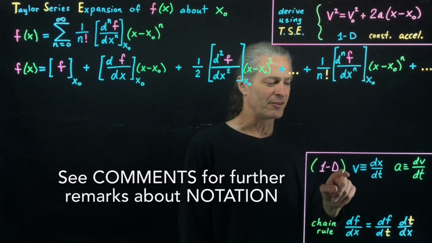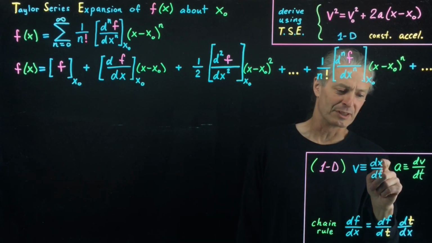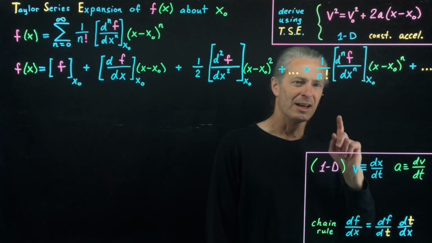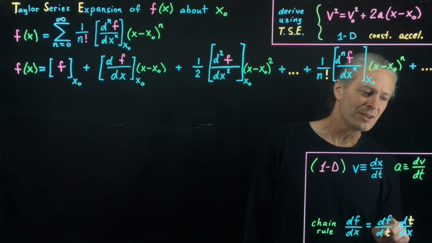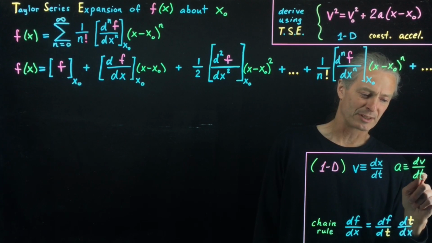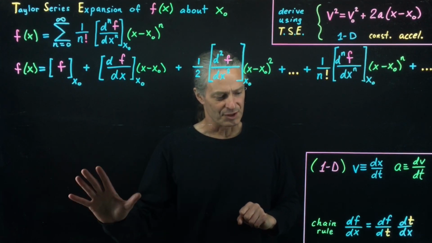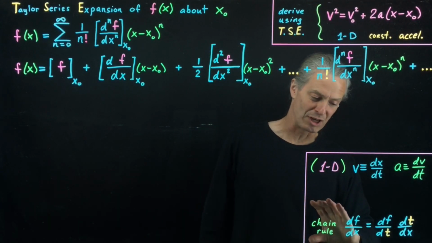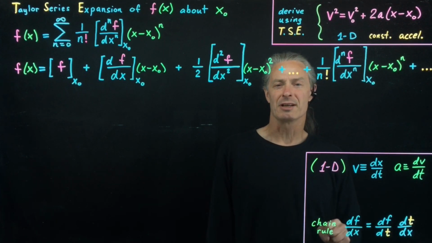Keep in mind that the definition of the velocity is the derivative of the position with respect to time, and the definition of the acceleration is the derivative of the velocity with respect to time. In the course of this derivation, we're going to need to use the chain rule for derivatives, so I've written it here for when we need it.